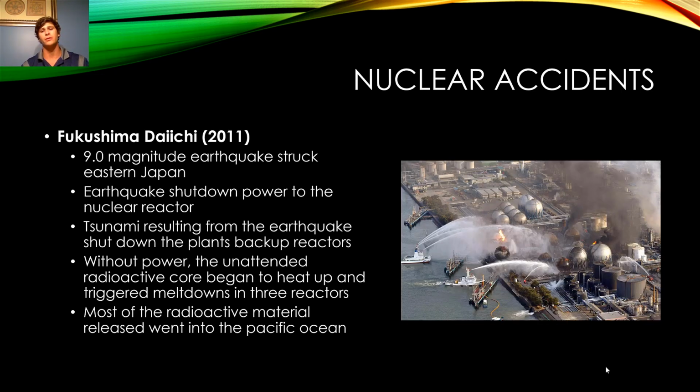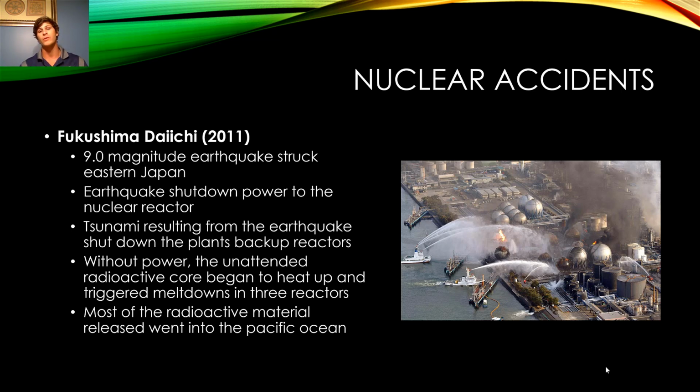Most recently, the nuclear facility that underwent a nuclear catastrophe was the Fukushima Daiichi nuclear facility in Japan in 2011. What happened here was a 9.0 magnitude earthquake, a massive earthquake, struck the eastern coast of Japan. The earthquake managed to shut down all of the power to the nuclear reactor, so all of the nuclear coolant, the water that was supposed to cool the nuclear fuel rods, immediately began to fail.